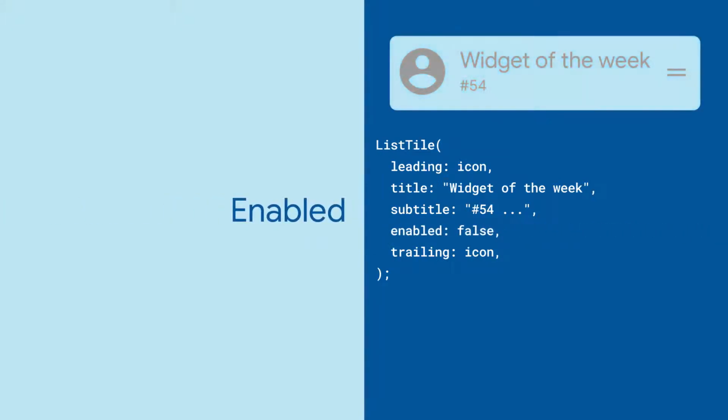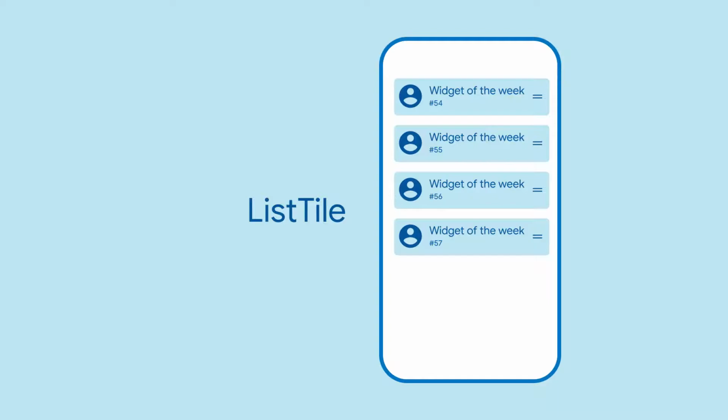To give the user some hints on the ListTile's interactivity, use the enabled or selected properties to style that tile. And that's it. You now have a list of items that follow the Material spec.